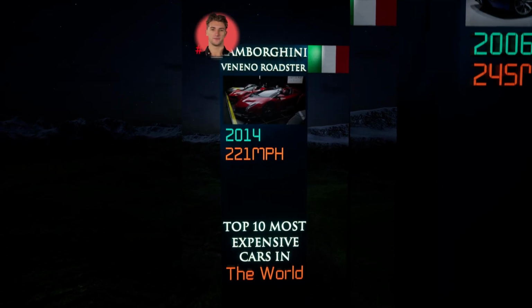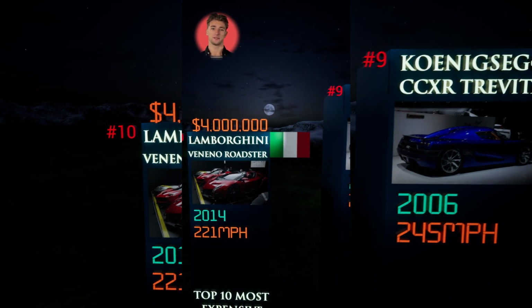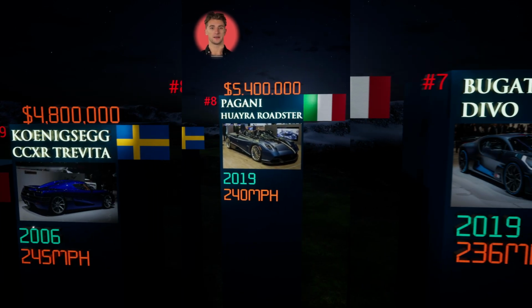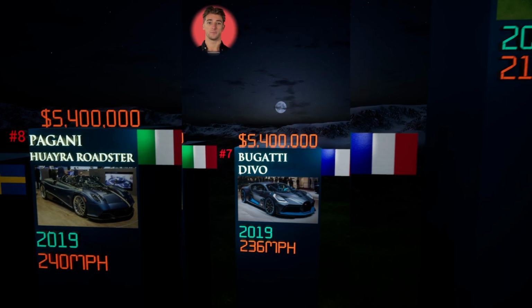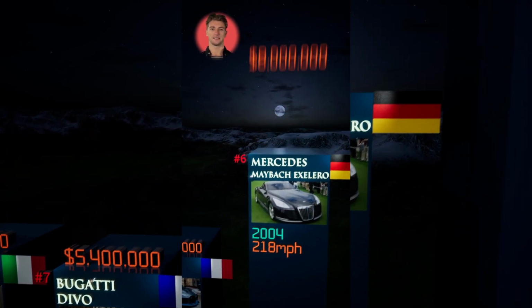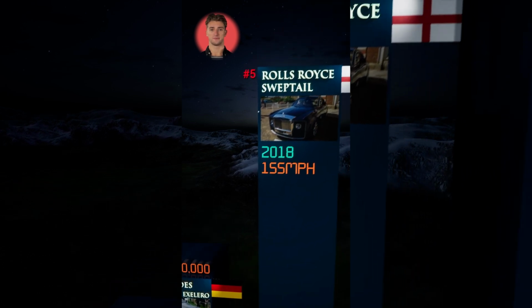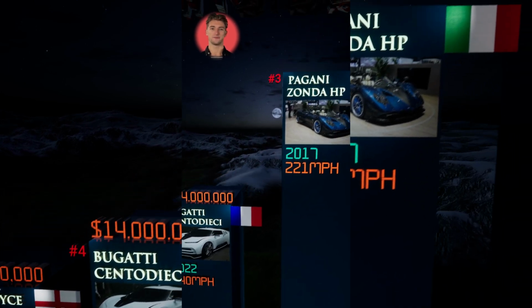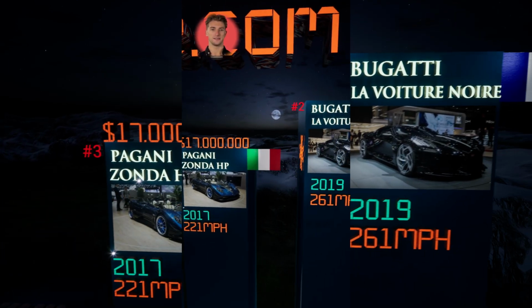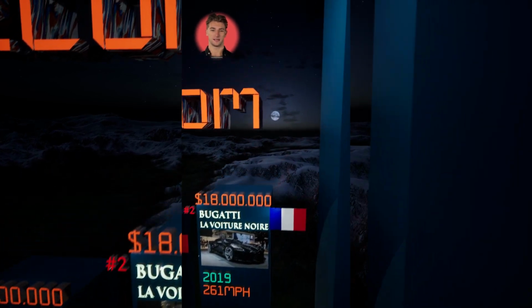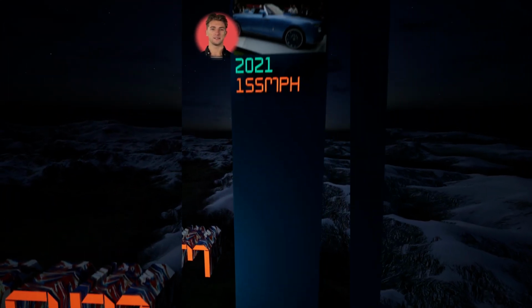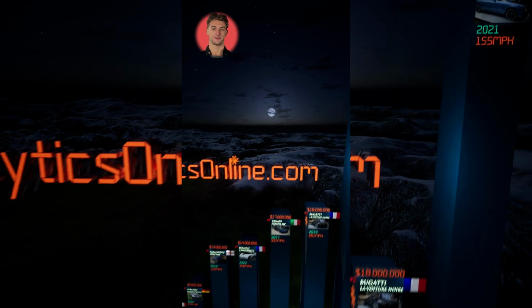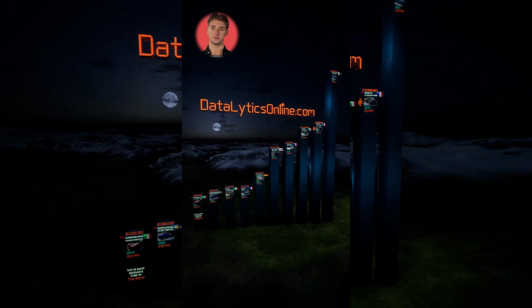Here's the top 10 most expensive cars in the world. Lamborghini Veneno Roadster, $4 million. Koenigsegg CCXR Trevita, $4.8 million. Pagani Huayra Roadster, $5.4 million. Bugatti Divo, $5.4 million. Mercedes Maybach Exelero, $8 million. Rolls-Royce Sweptail, $13 million. Bugatti Chiron, $14 million. Pagani Zonda HP Barchetta, $17 million. Bugatti La Voiture Noire, $18 million. Top of the list is the Rolls-Royce Boat Tail. This beauty will set you back $28 million. See the full video on our YouTube channel in the description. Peace out.